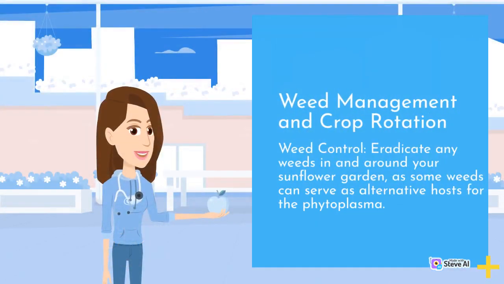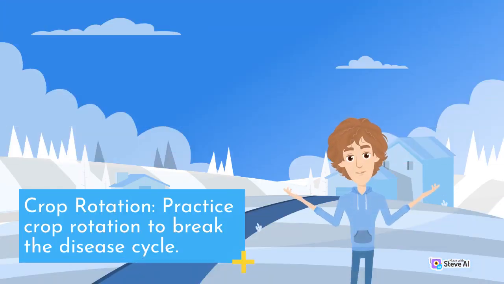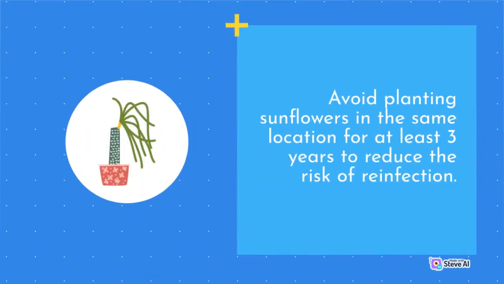Weed management and crop rotation. Weed control. Eradicate any weeds in and around your sunflower garden, as some weeds can serve as alternative hosts for the phytoplasma. Crop rotation. Practice crop rotation to break the disease cycle. Avoid planting sunflowers in the same location for at least 3 years to reduce the risk of reinfection.